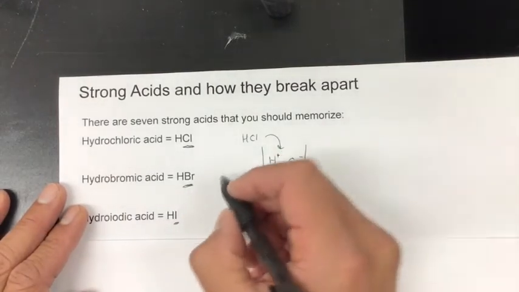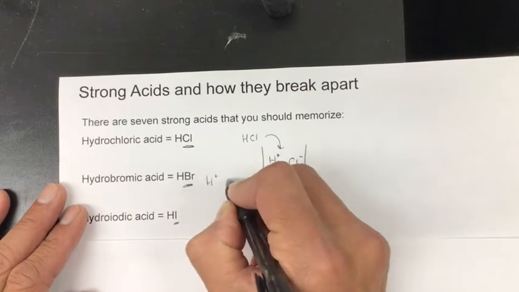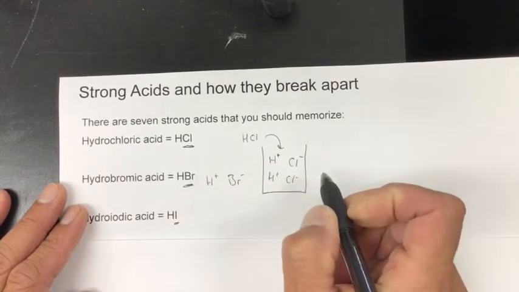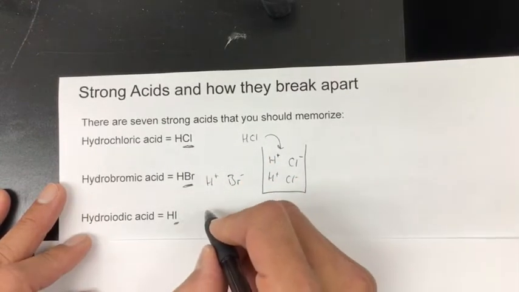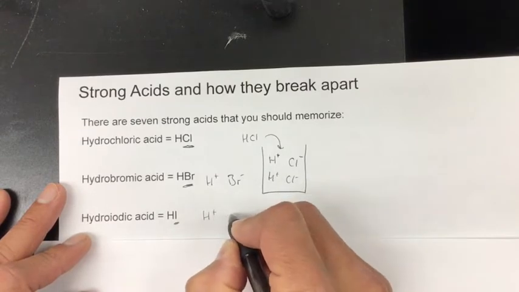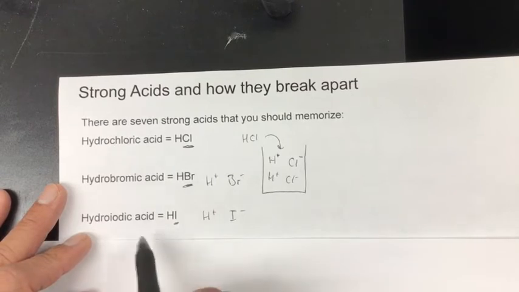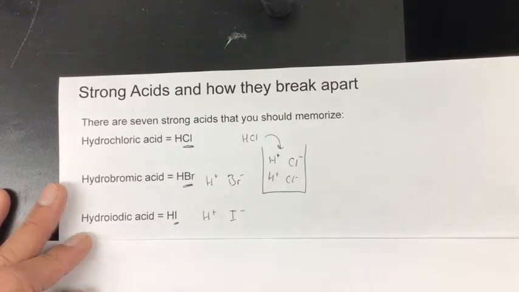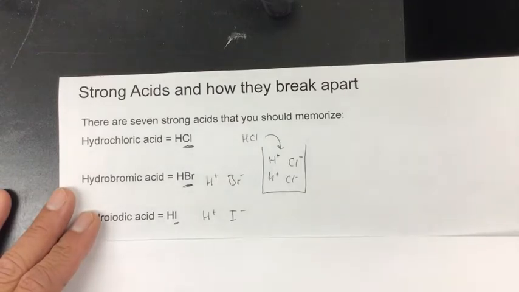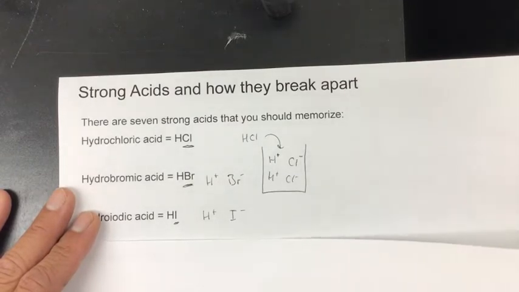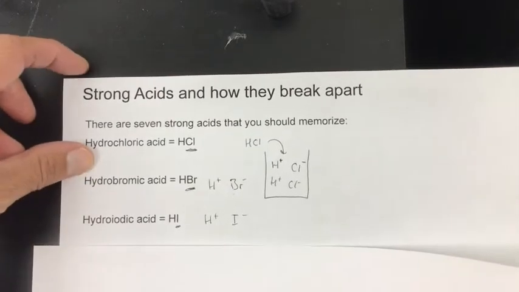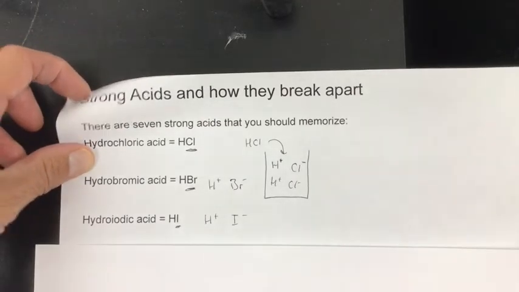Hydrobromic acid is very similar. It breaks apart into H plus and Br minus. And hydroiodic acid breaks into H plus, I minus. I call this the friendly acid because it says hi, but you don't want to ingest it or encounter it because it's not a very nice acid.